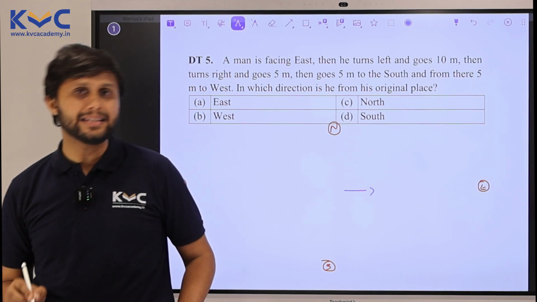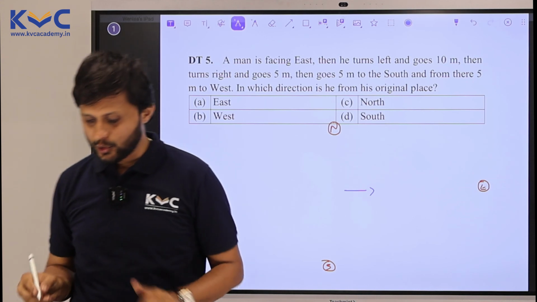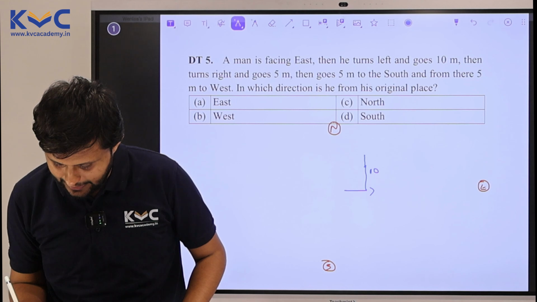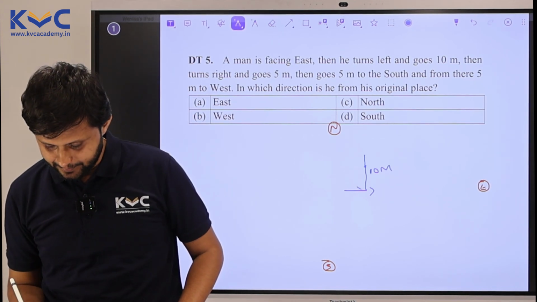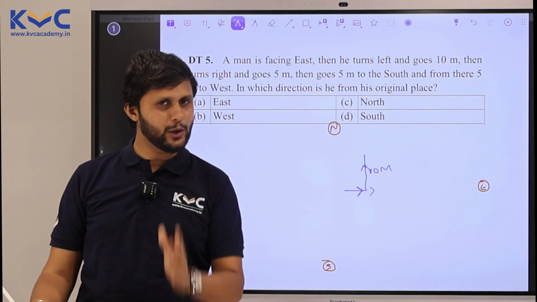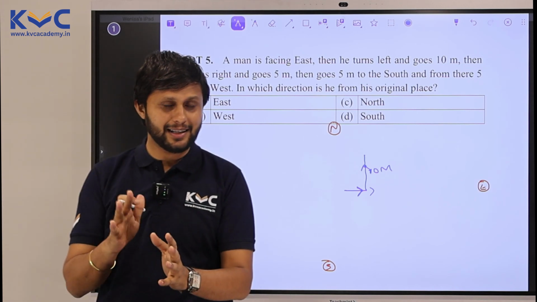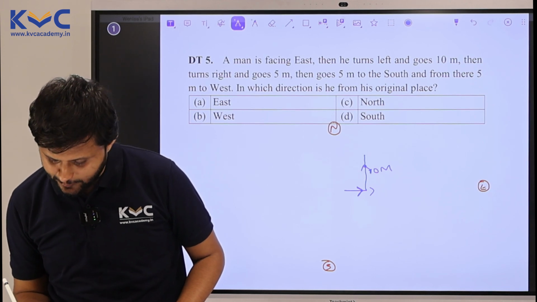Okay. He turns to his left. When he's going to the east, when he turns left, which side does he go? He goes towards the north side, and this is 10 m. And then turns right. He went here, he turns right, he's going to the north. I told you when it is north, right means right only. When you go south, we draw a line to the opposite side. Remember this. He turns right and goes 5 meters.